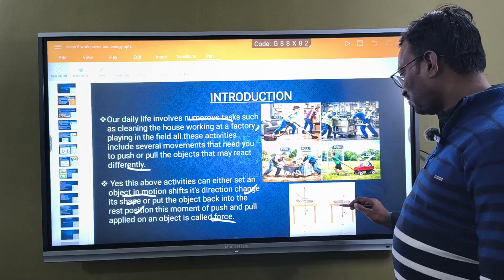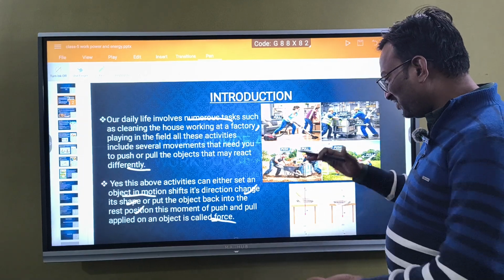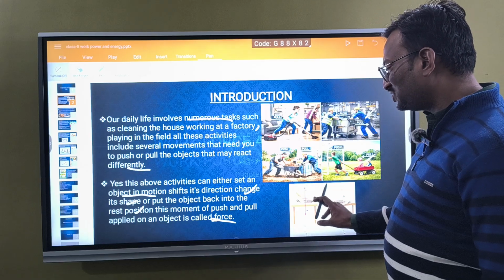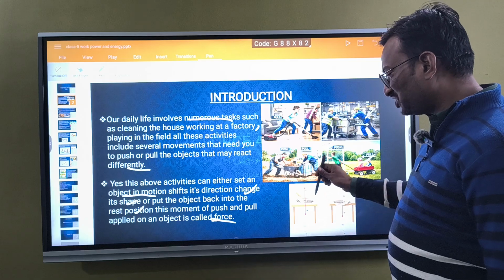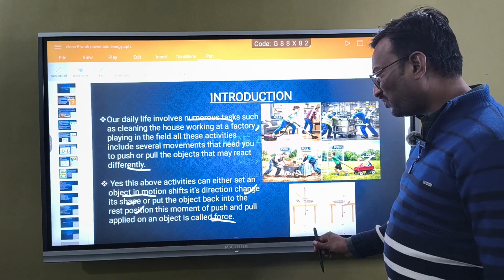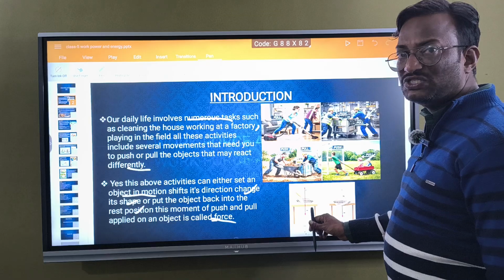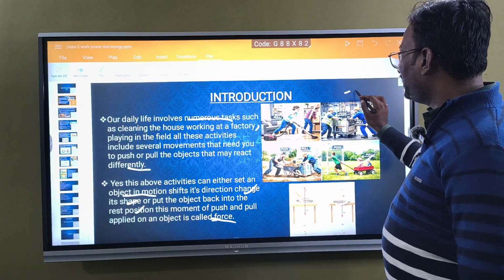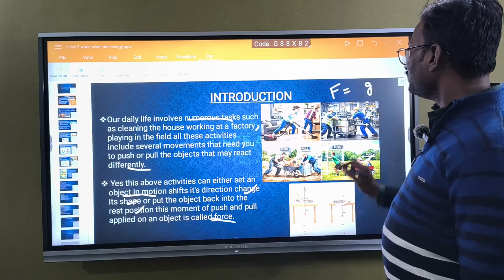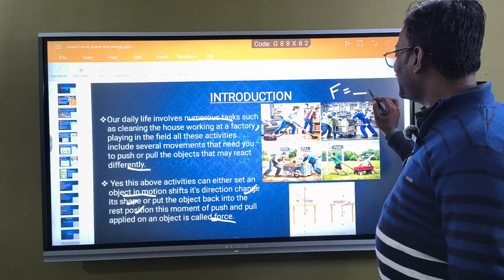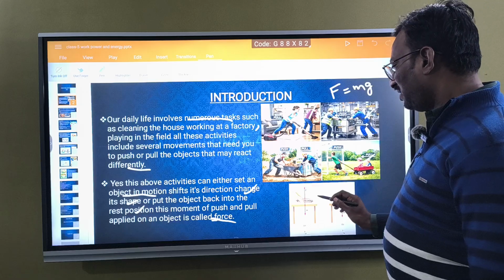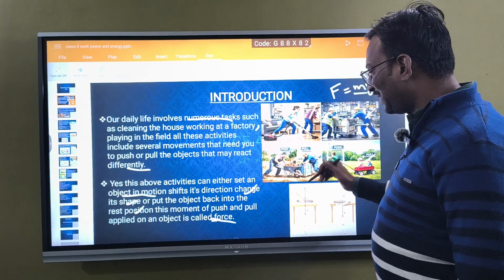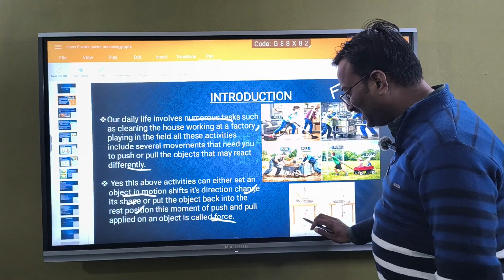See here, this is also a push through the hand. When we keep a pillow on the table, there will be the gravitational force acting in the downward direction. So the gravitational force is F equals m into g, where m indicates the mass of the body, here the mass of the pillow, and the weight that is kept on it. The gravitational pull will be there.